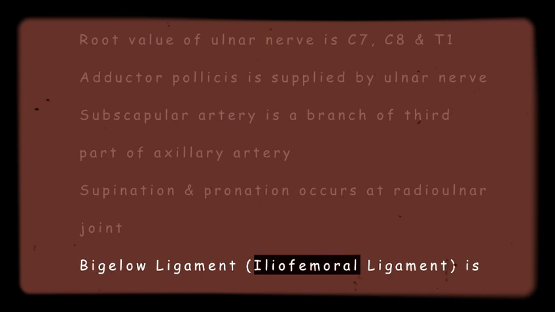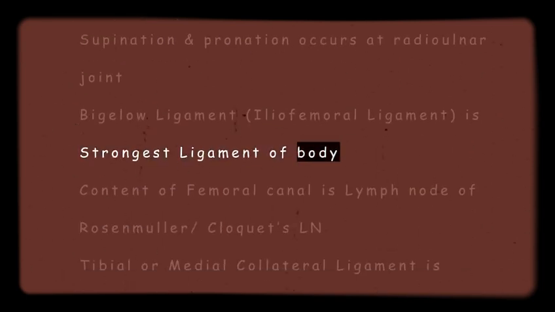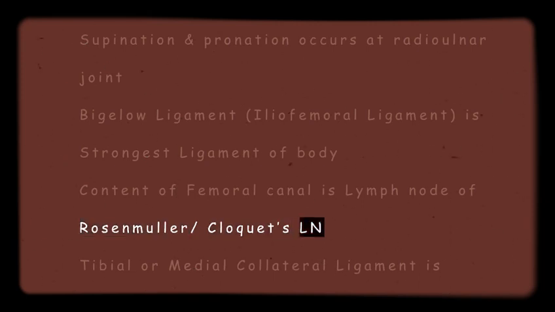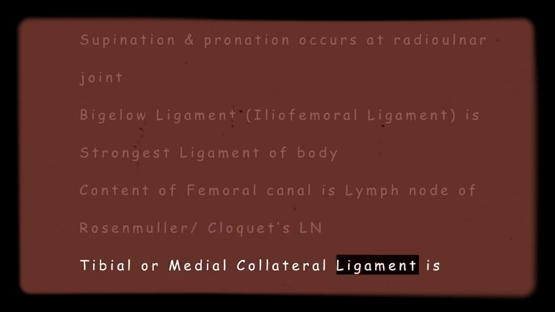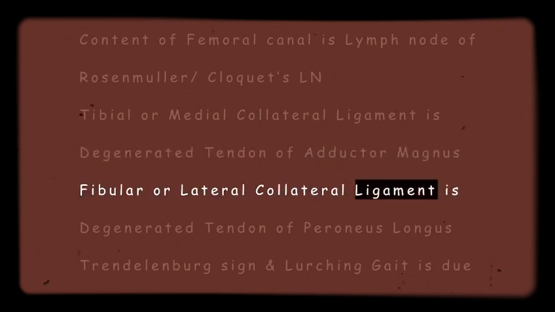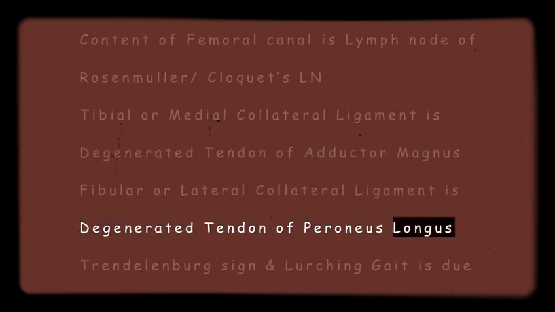Bigelow ligament, iliofemoral ligament, is the strongest ligament of the body. Content of femoral canal is lymph node of Rosenmuller/Cloquet. Tibial or medial collateral ligament is a degenerated tendon of adductor magnus. Fibular or lateral collateral ligament is a degenerated tendon of peroneus longus.